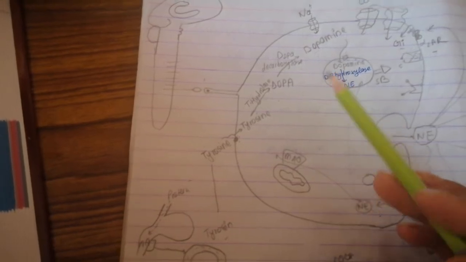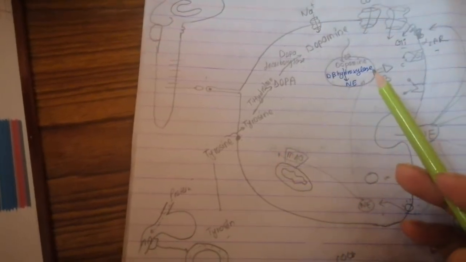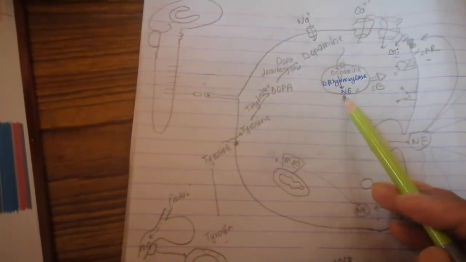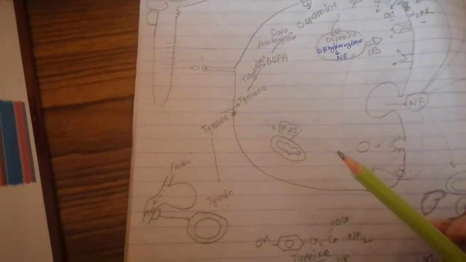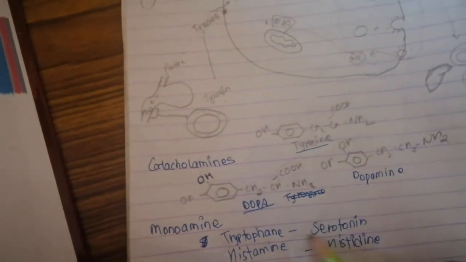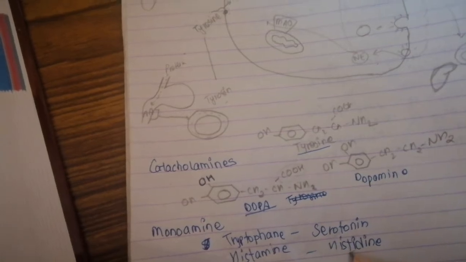It is derived from tyrosine, and norepinephrine is a monoamine derived from dopamine, and epinephrine is a monoamine derived from norepinephrine. Another monoamine is serotonin, which is derived from tryptophan. Another is histamine, which is derived from histidine.